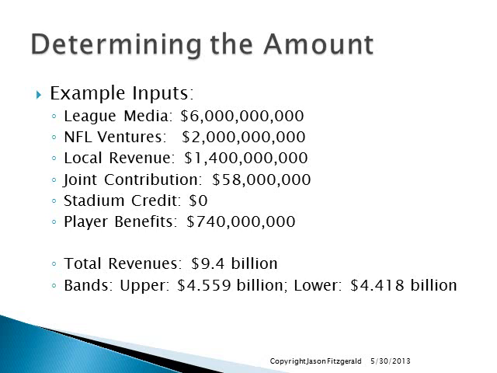If we go back a slide to where we have our maximums and minimums, we'll call our upper band $4.559 billion. That's the most that can go to the players under this input scenario. And our lower band will be $4.418 billion. That is the least amount of money that will go towards the player costs in this fictitious league year.